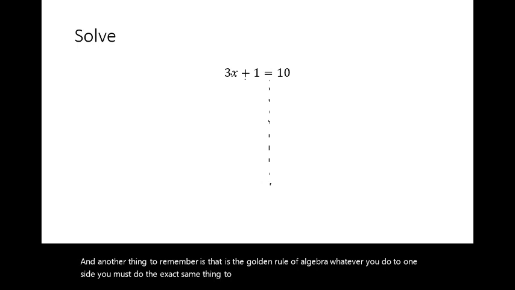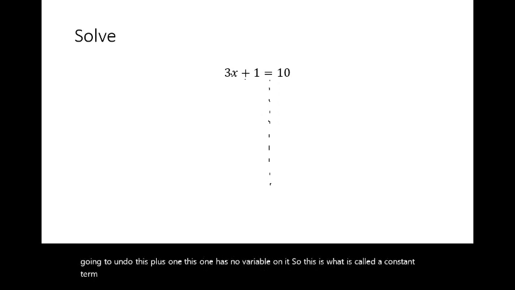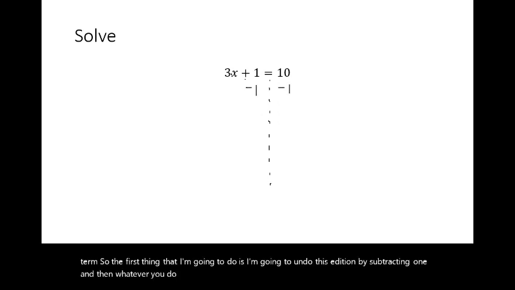So the first thing that I'm going to do is I'm going to undo this plus 1. This 1 has no variable on it, so this is what is called a constant term. So the first thing that I'm going to do is I'm going to undo this addition by subtracting 1, and then whatever you do to one side, you must do the exact same thing to the other.